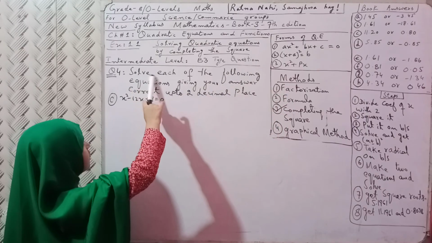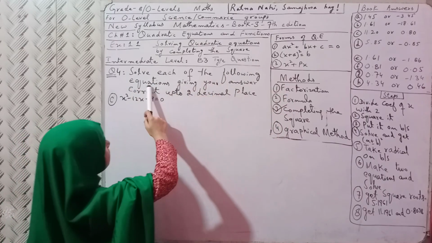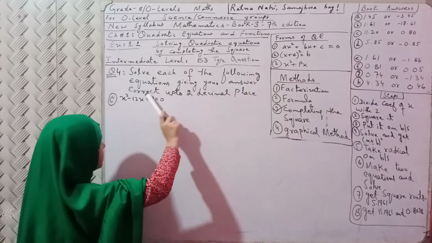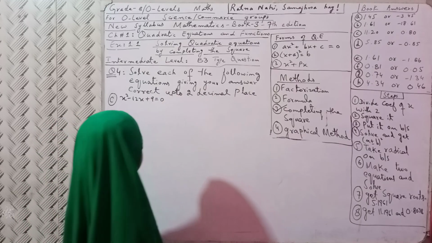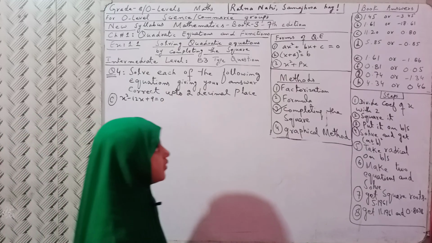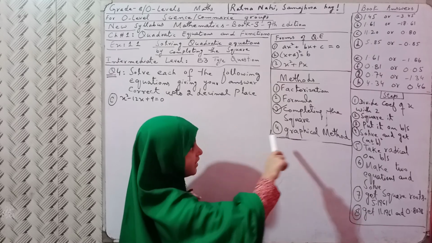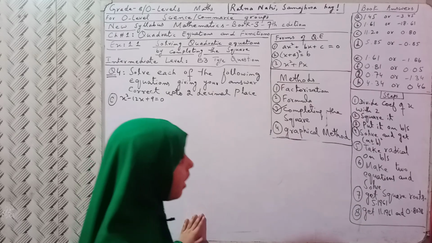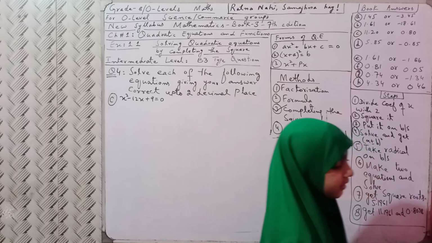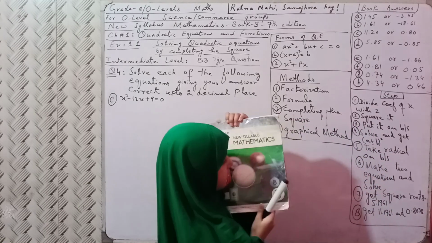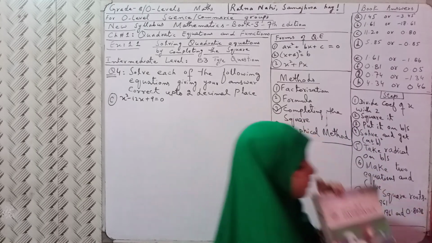Question number 4. Solve each of the following equations, giving your answer correct up to 2 decimal places. So also the form of quadratic equations are written and the methods. We are going to start the completing the square method. Also the book answers and the steps are written. You can see we are going to do all of book 3.